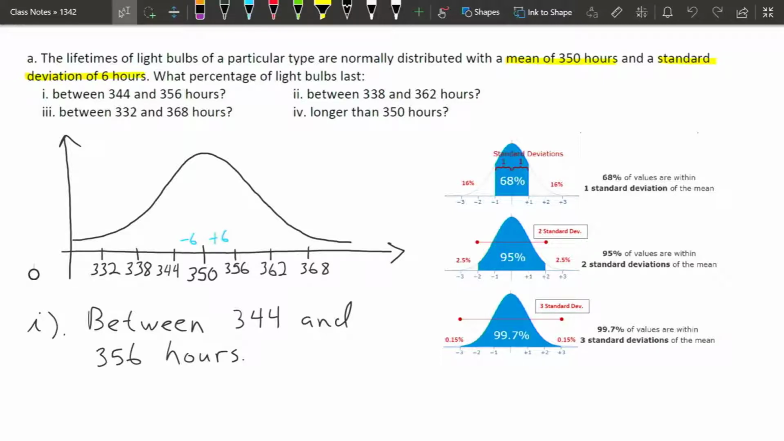Well, in this case, the 344 and 356 here in the middle, that's 1 standard deviation on each side of the mean. So there is 68% contained between there.